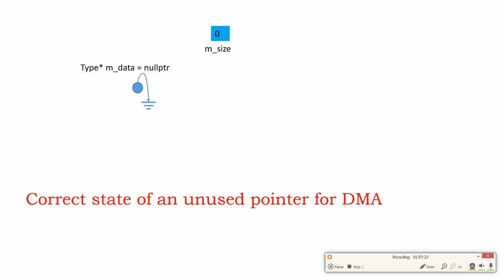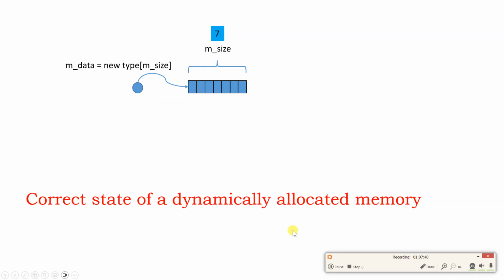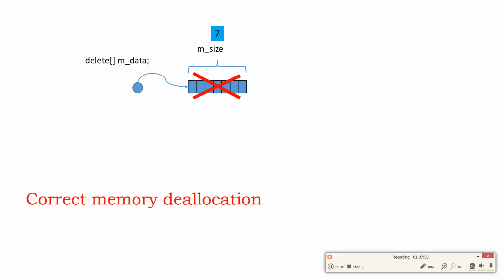The correct state of an unused pointer is always null and the size set to 0. You always keep track of what the size is. The correct state of dynamic memory allocation is to allocate exactly how much you want and stay within the range that you have. And after you are done, you delete exactly how you allocated.